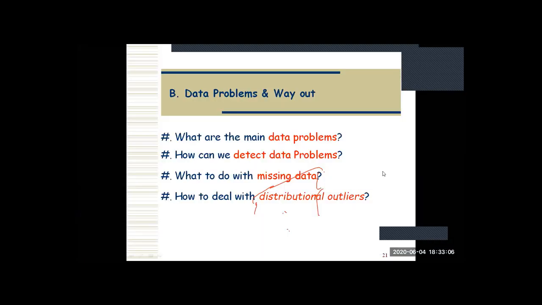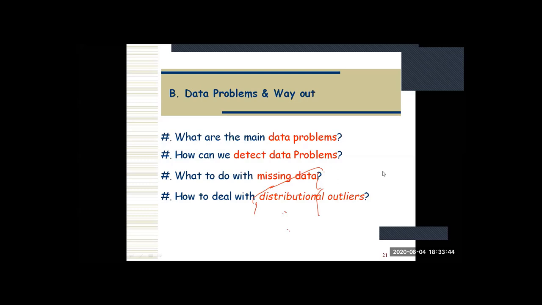Let me proceed to the remaining part, and then I will also give you a second chance. The second part comes immediately after, while undertaking data processing and management, when problems might arise. The first part is what the most common data problems are that you will face in research, and what the way out is.